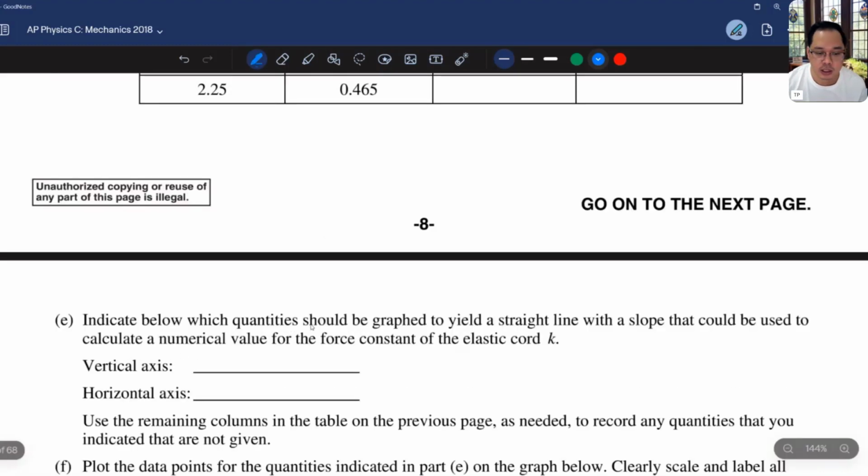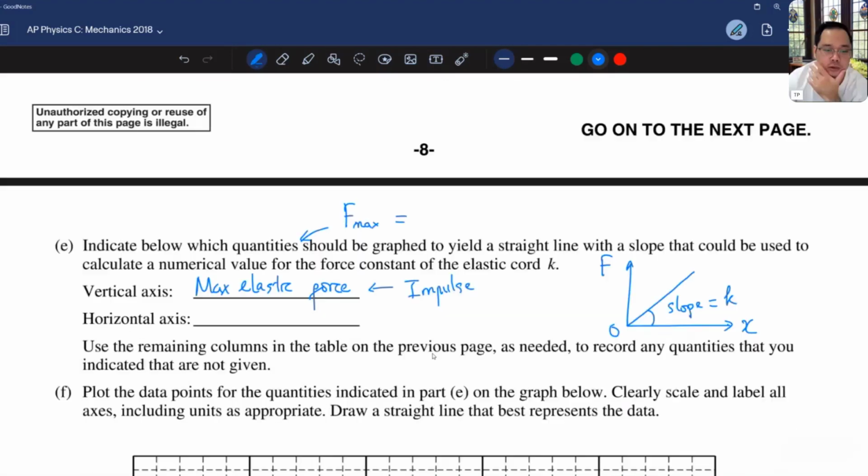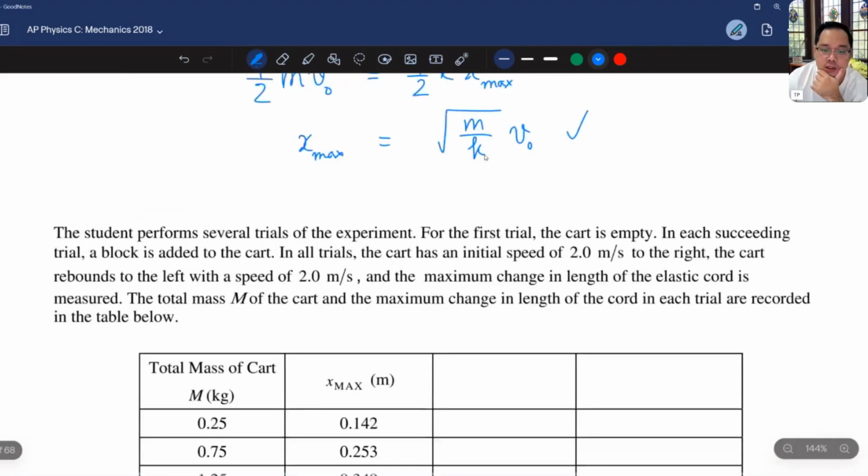Indicate below which quantity should be graphed to yield a straight line with a slope that could be used to calculate the numerical value for the force constant of the elastic cord K. We can use this relationship to find K. Velocity, V0. Use this relationship. Plot the graph to find K, so that K is in the slope.